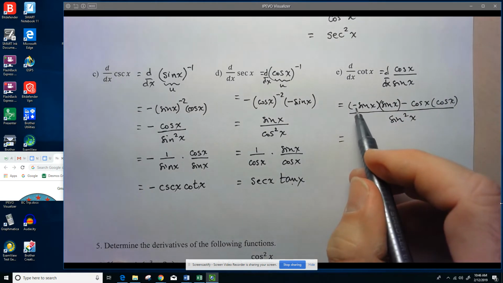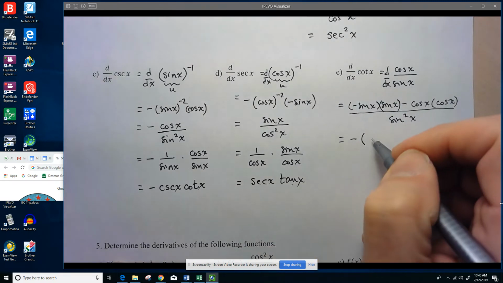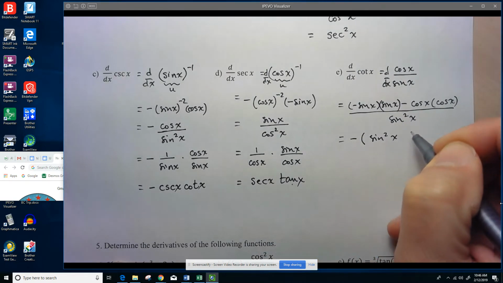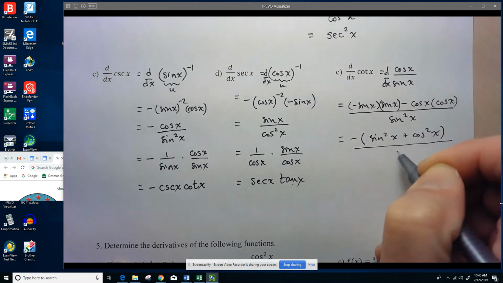Here I'm going to factor out a negative 1 so that I'm left in the brackets with sine squared x plus cos squared x, which of course is equal to 1.